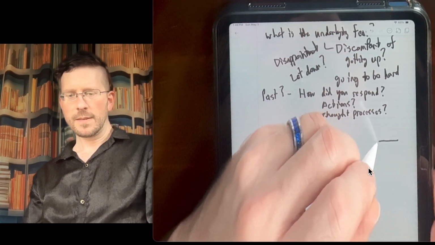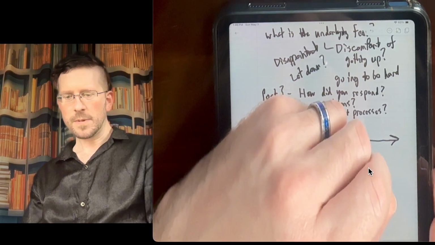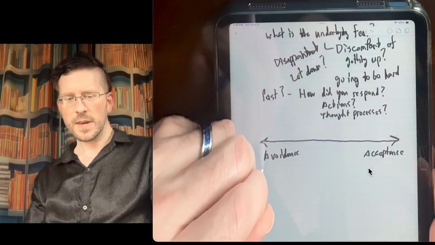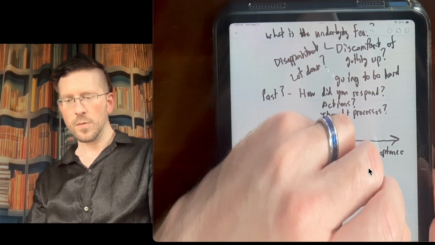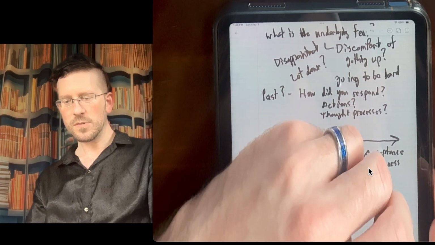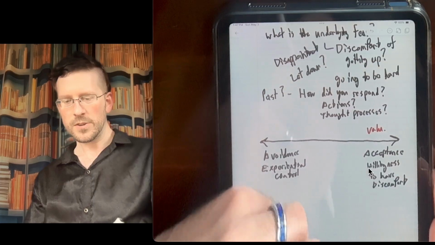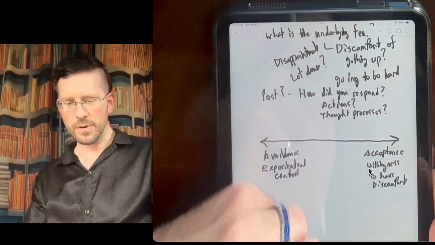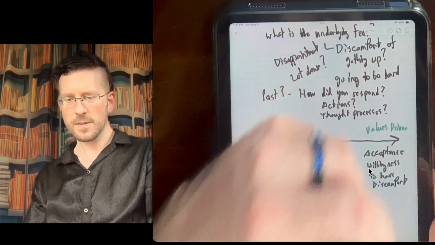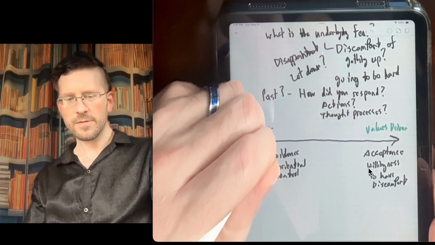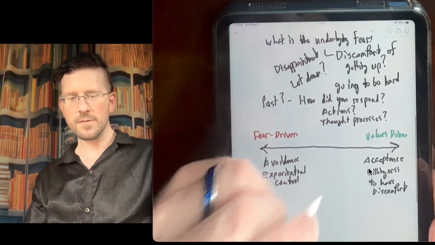And then I like to use this arrow between avoidance and acceptance. Other words for these would be, over here would be the experiential control, and over here would be the willingness to have discomfort. This side is, I should use green. I think green would be a more fitting color for this. This side is values driven. This side is, I say, often fear driven, because it's often driven by the fleeing of discomfort.